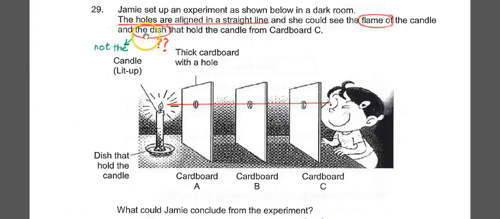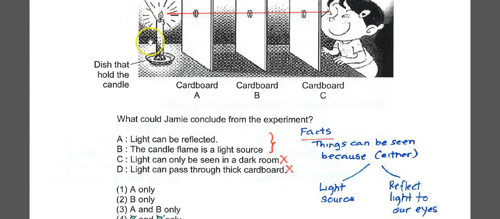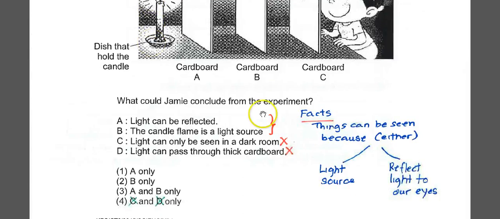Please ignore this part. I think this part is not necessarily placed inside for this question, right? So what happened here? What could Jamie conclude from the experiment? Light can be reflected. The candle flame is a source of light. Okay, light can be reflected.